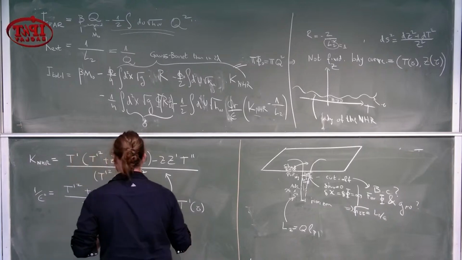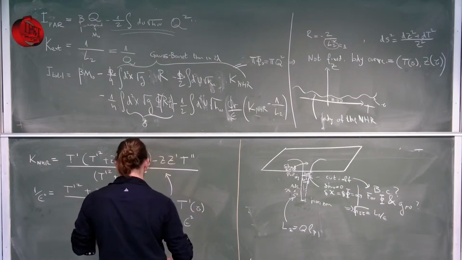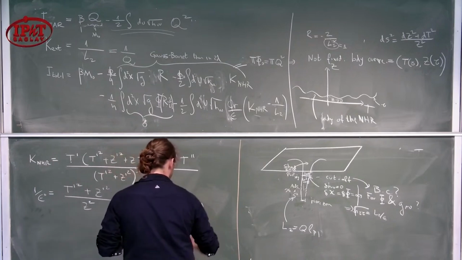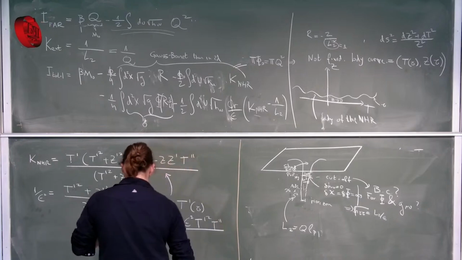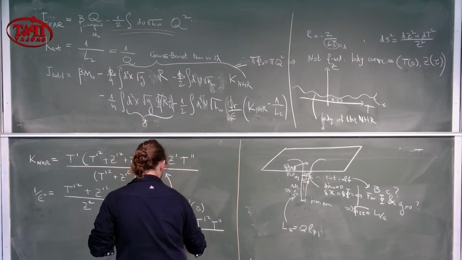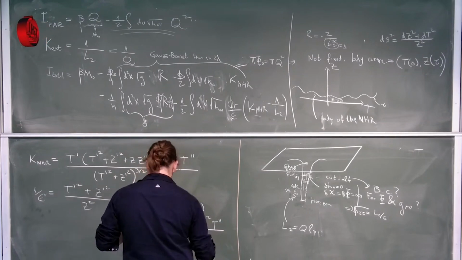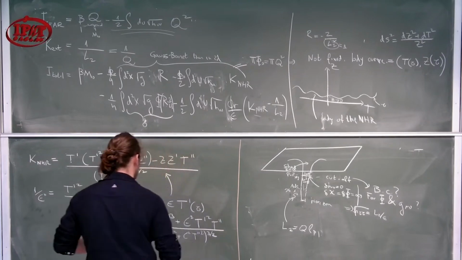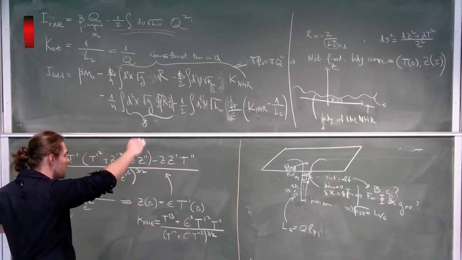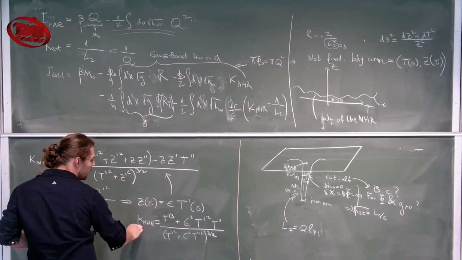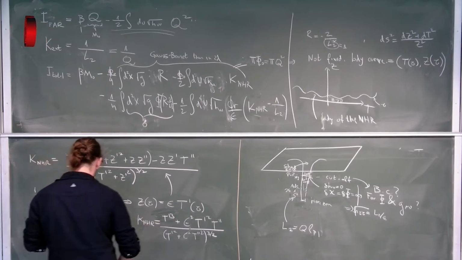You get t prime cubed from this term, and then you get a factor of epsilon prime, epsilon squared, t prime squared, t double prime, divided by t prime squared plus epsilon squared t double prime squared to the 3/2. So notice that if I set epsilon to 0, so that's really the asymptotic AdS2 boundary, the extrinsic curvature of the near horizon region is just 1.